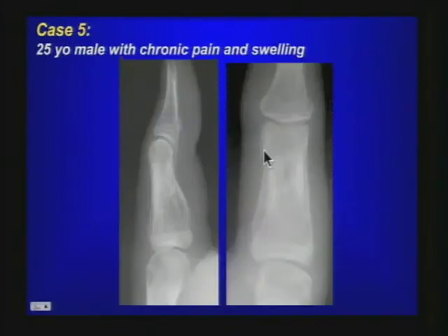And finally, case number 5, 25-year-old male with chronic pain and swelling for a long time, for a couple of weeks, months. And what you see on these radiographs of the thumb is that there is periosteal bone formation along the proximal phalanx, and you also see that there is sclerosis within the proximal phalanx. It doesn't look very aggressive, it looks relatively chronic.